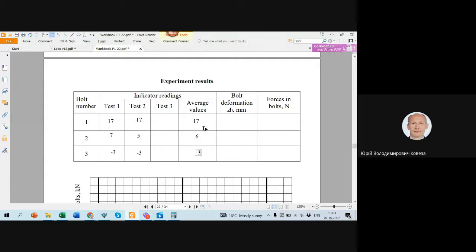Bolt deformation. I said that it is a reading, it's a point, but I hope you saw that 1 point means 0.01 millimeter. So if we need a result in millimeters, we should multiply by the scale 100. So it means that the bolt deformation is 17.